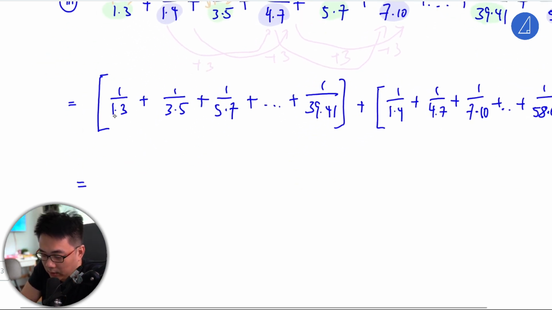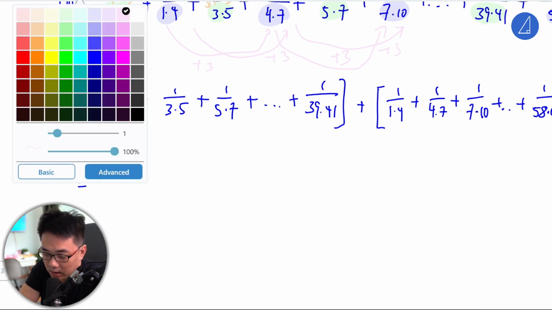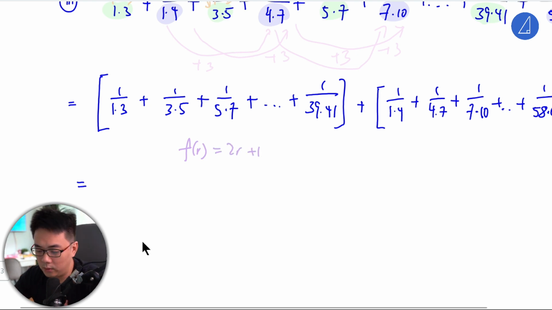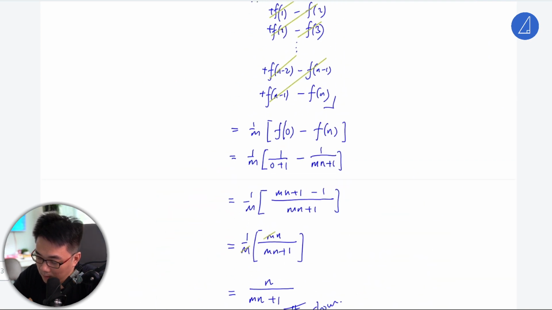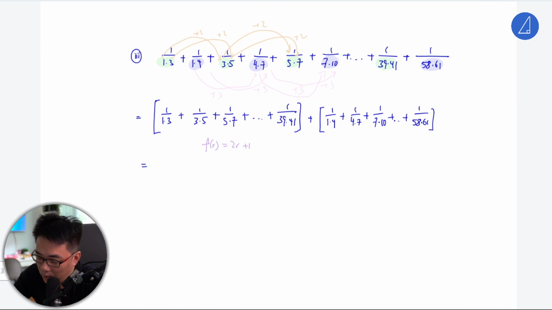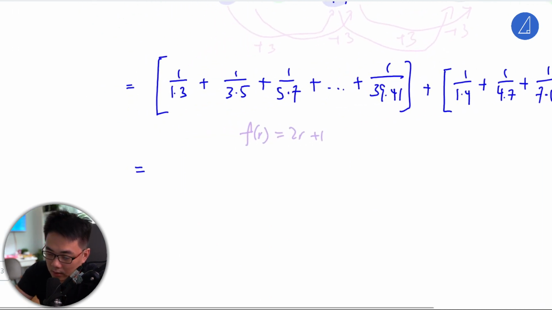In this case here, we know the odd number. Let me just write it down: FR is equal to the odd number. Let's say FR is just 2R plus 1, because we have 2R plus 1, right? 2R plus 1 minus 2R minus 1 plus 1. Okay, great. 2R plus 1 here. So I'm going to write this down.